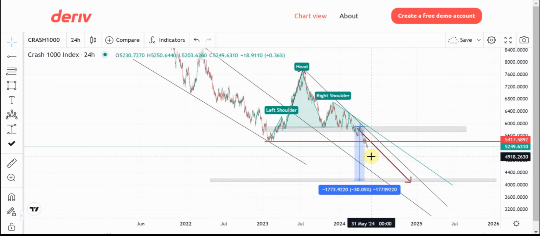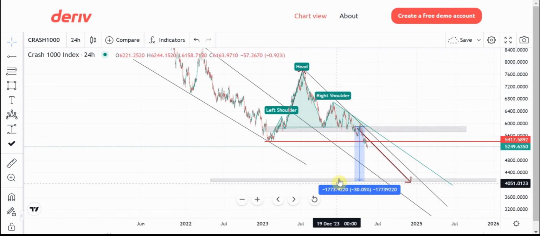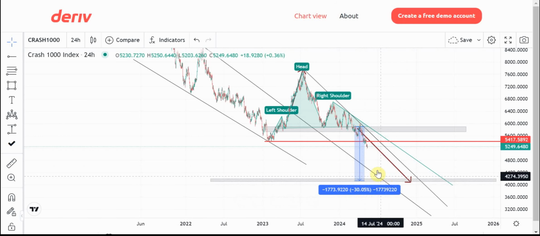It's still AB equal to CD. So that is what we expected this zone to be. Very powerful rejection point from which the price reversed. This is how you analyze. All of you guys, you gotta see this picture.